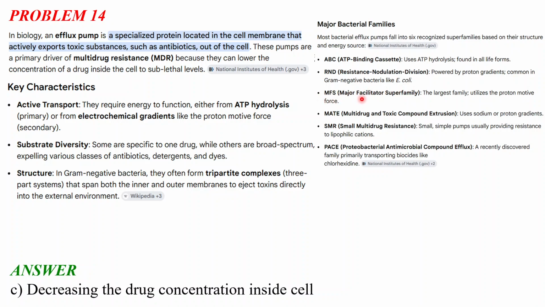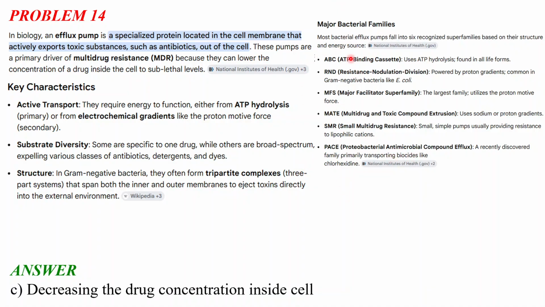E. coli. MFS, major facilitator superfamily, the largest family, utilizes the proton motive force. MATE, multidrug and toxic compound extrusion, uses sodium and proton gradient. SMR, small multidrug resistance, small simple pumps usually providing resistance to lipophilic cations. PACE, or proteobacterial antimicrobial compound efflux, a recently discovered family.